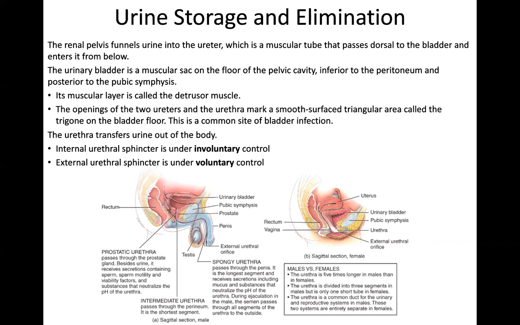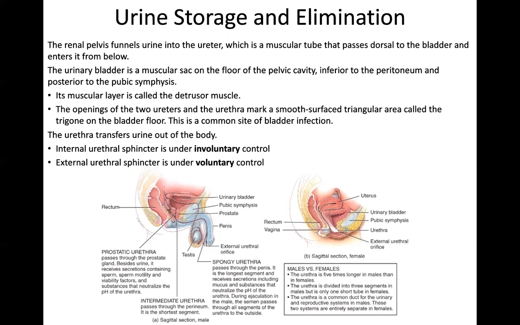Just like what we saw with the anus the other day when we talked about digestion, there are 2 sphincters that control the movement of urine out of the body, an internal urethral and an external urethral sphincter. The internal, with the letters IN, are easy to remember, is under involuntary control, and that's because it's made up of smooth muscle, whereas the external is made up of voluntarily controlled skeletal muscle, and we'll talk a little bit more about that here on the next page.